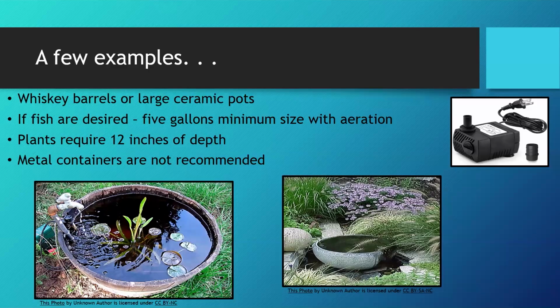Metal isn't recommended for plants or fish, as if the container is in the sun for any period of time, it will become too warm. And of course, if you want the water to be circulated, you can use an aquarium pump of some size that will keep the water aerated, full of oxygen, and moving. They come in many sizes depending on the volume of water that you wish to move in your container.